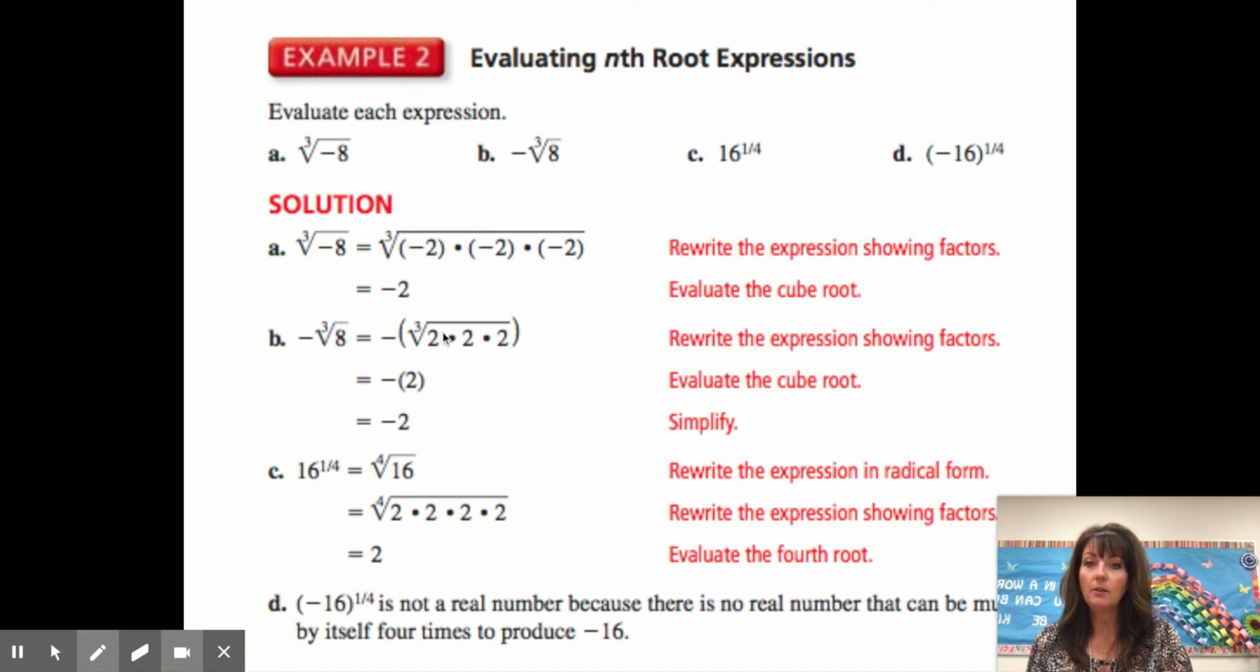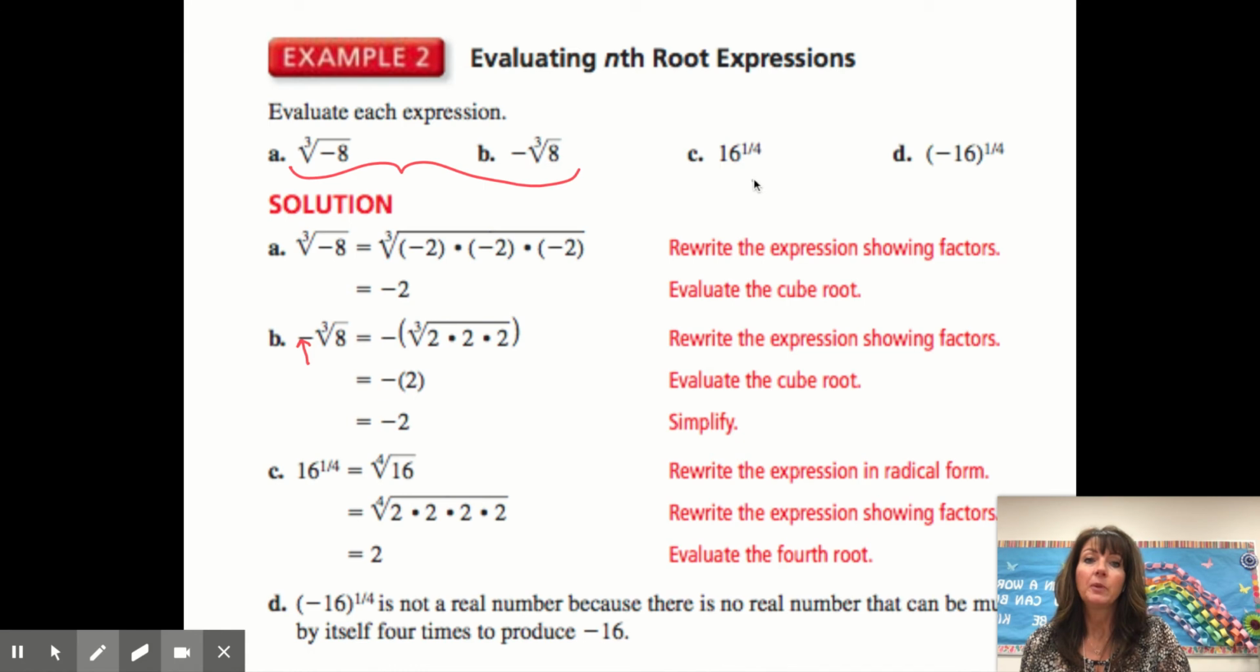positive is underneath the radical, okay? So it's like taking the answer of the cube root of 8 is 2, and this one singular negative sign is like taking the opposite of that. So both of these are two ways to show a -2 solution, okay?